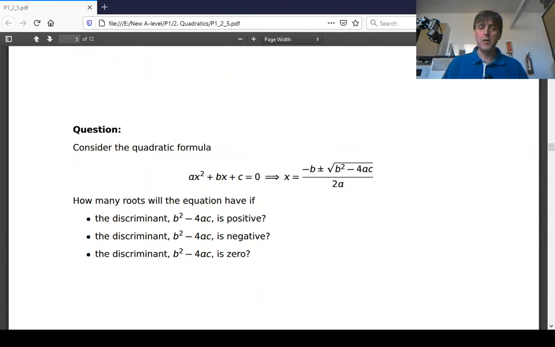Okay, so let's see if you can actually make this connection yourself without me having to tell you. We've got our quadratic formula. I've put it on the screen there. How many roots will the equation have if the discriminant, that's the thing underneath that square root symbol, is a positive number? How many roots will the equation have if it's a negative number? And how many roots will the equation have if it's a 0? Have a think about it, pause the video and restart once you think you've got there.